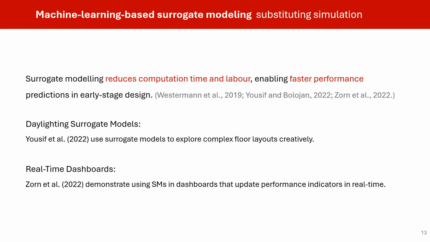Next, we explore how machine learning-based surrogate modeling can substitute traditional simulation methods. Surrogate modeling is particularly effective in reducing computational time and labor, enabling faster performance prediction in earlier stages of design, as shown by Westerman and later studies by Youssef and Blujon as well as Zorn et al. For example, Youssef et al. used surrogate daylighting models to explore complex floor layouts, while Zorn et al. demonstrated the use of these models in real-time dashboards, allowing for continuous performance updates and more informed design decisions.